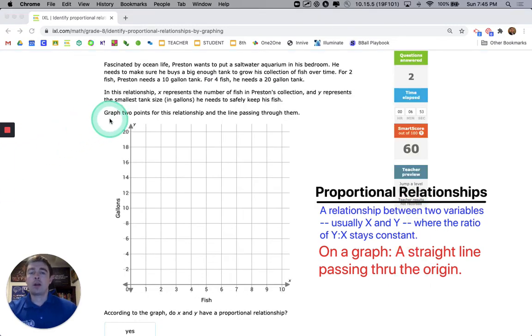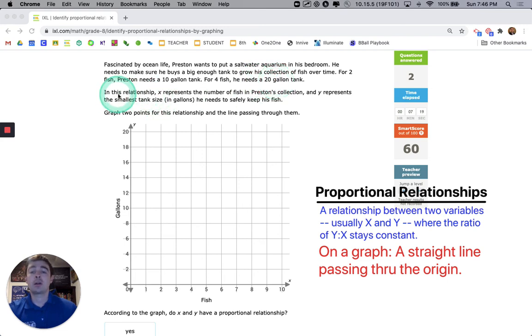Okay, so for our next example, again, we're going to be given a word problem and have to create the graph to see if the scenario is a proportional relationship or not. We're told, fascinated by ocean life, Preston wants to put a saltwater aquarium in the bedroom. He needs to make sure he buys a big enough tank to grow his collection of fish over time. For 2 fish, Preston needs a 10-gallon tank. For 4 fish, he needs a 20-gallon tank.